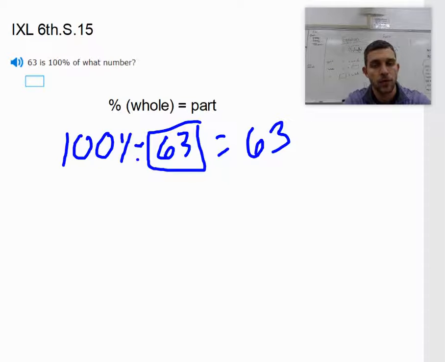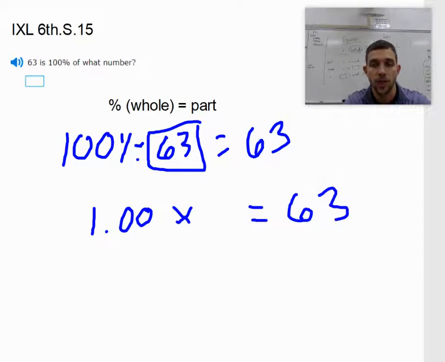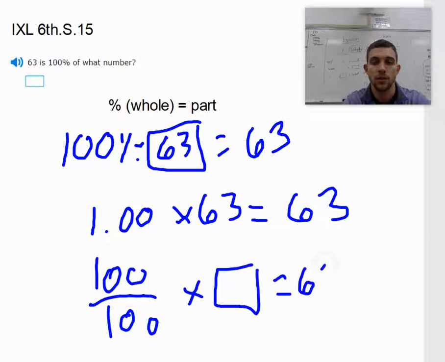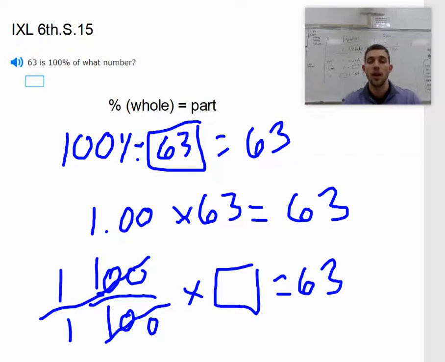I can prove this to you because it's 1.00 times what number is equal to 63? Well, that's 63, because 1 times anything is the same thing. Or 100 over 100 times what number is equal to 63? And again, this is 1 whole, and it's 1 times what number is 63? And so that answer is just 63.